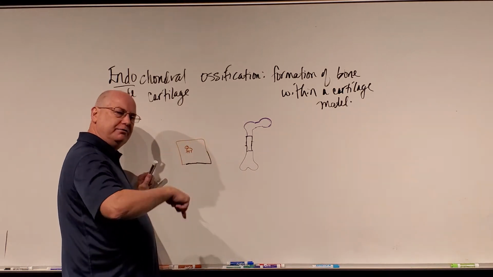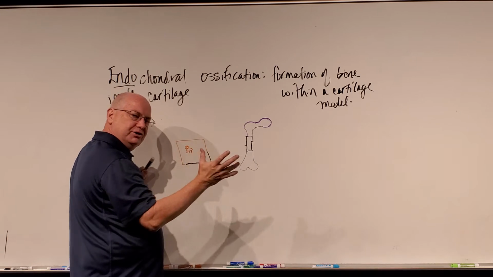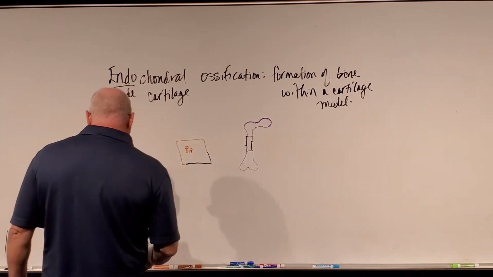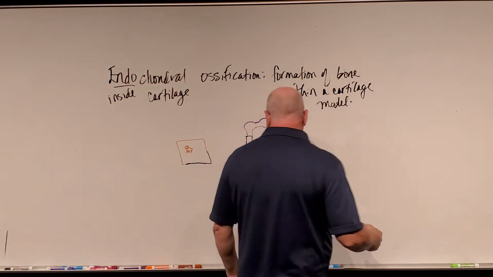Cartilage does not turn into bone. We remove cartilage and put bone in its place. Okay? And that's what happens in endochondral ossification.